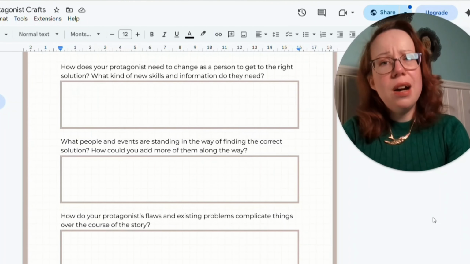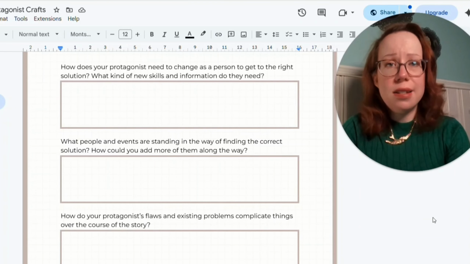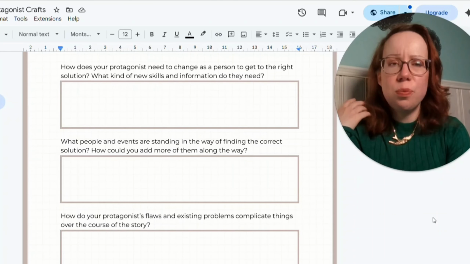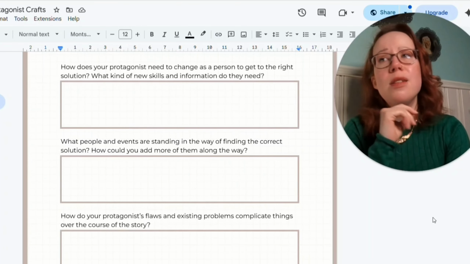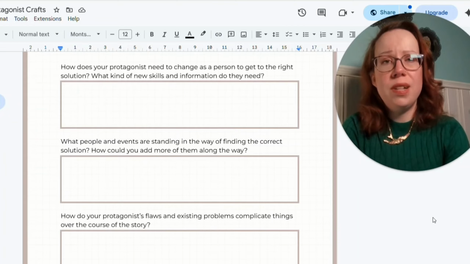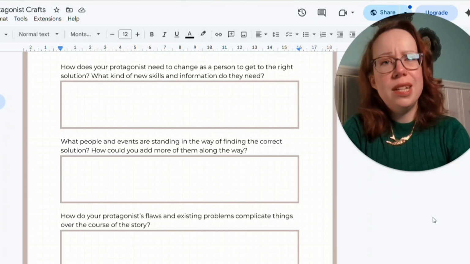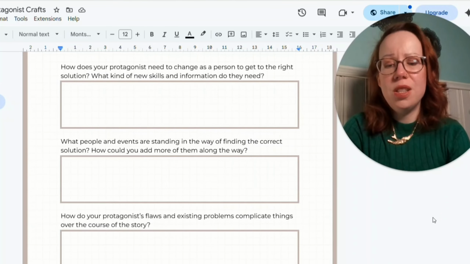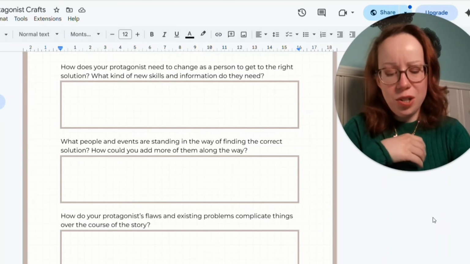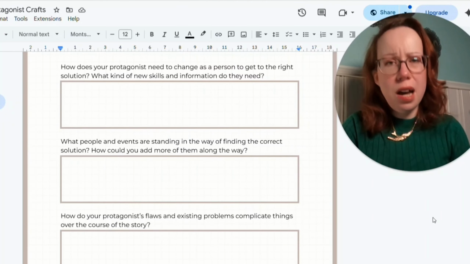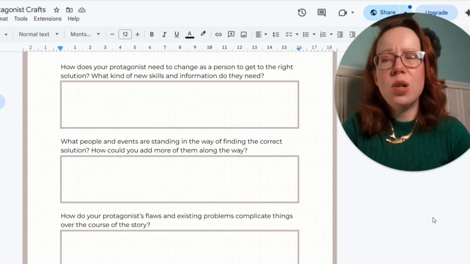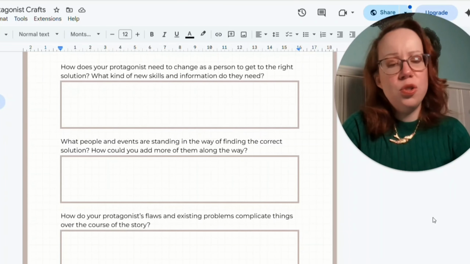So then you need to think, how does your protagonist need to change as a person to get to the right solution? And what kind of new skills and information do they need? And this is the material for your plot, this problem solving stuff. And I can't remember who said it, well, probably a lot of people have said it, but in the West, the plot structure is generally how we approach problems. We get a problem, we're like, oh yes, I know how to solve this. I'm going to do this.